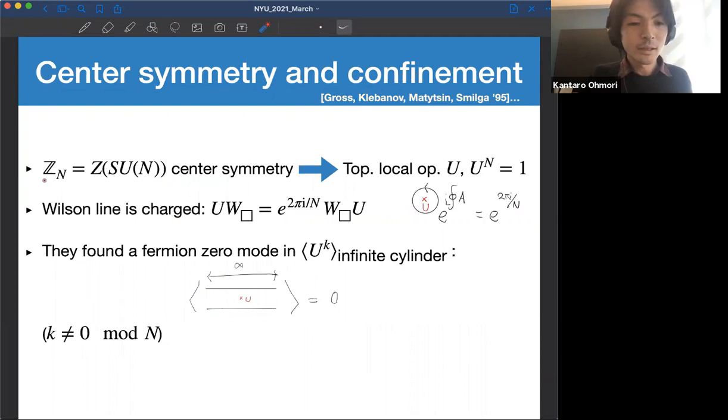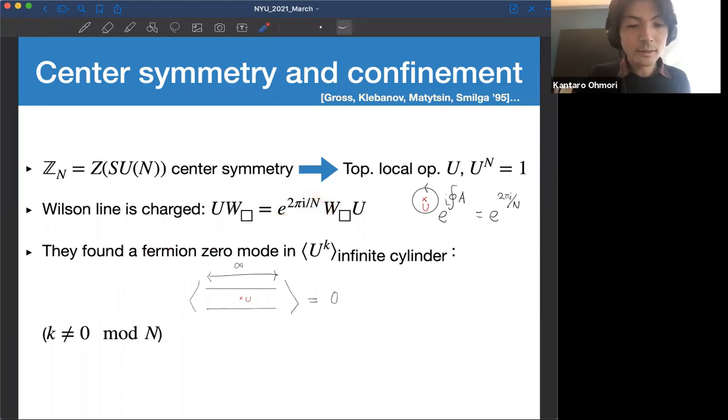In modern terms, the Z_N center of this gauge group acts trivially on the adjoint representation, and there is a corresponding codimension-2 operator. This is a one-form symmetry: a codimension-2 operator, local in two dimensions, which is topological, so it commutes with the Hamiltonian. It is Z_N, so U^N is 1. The Wilson line is charged under this one-form symmetry, meaning that if you consider the commutation between U and this Wilson line, you get this phase.